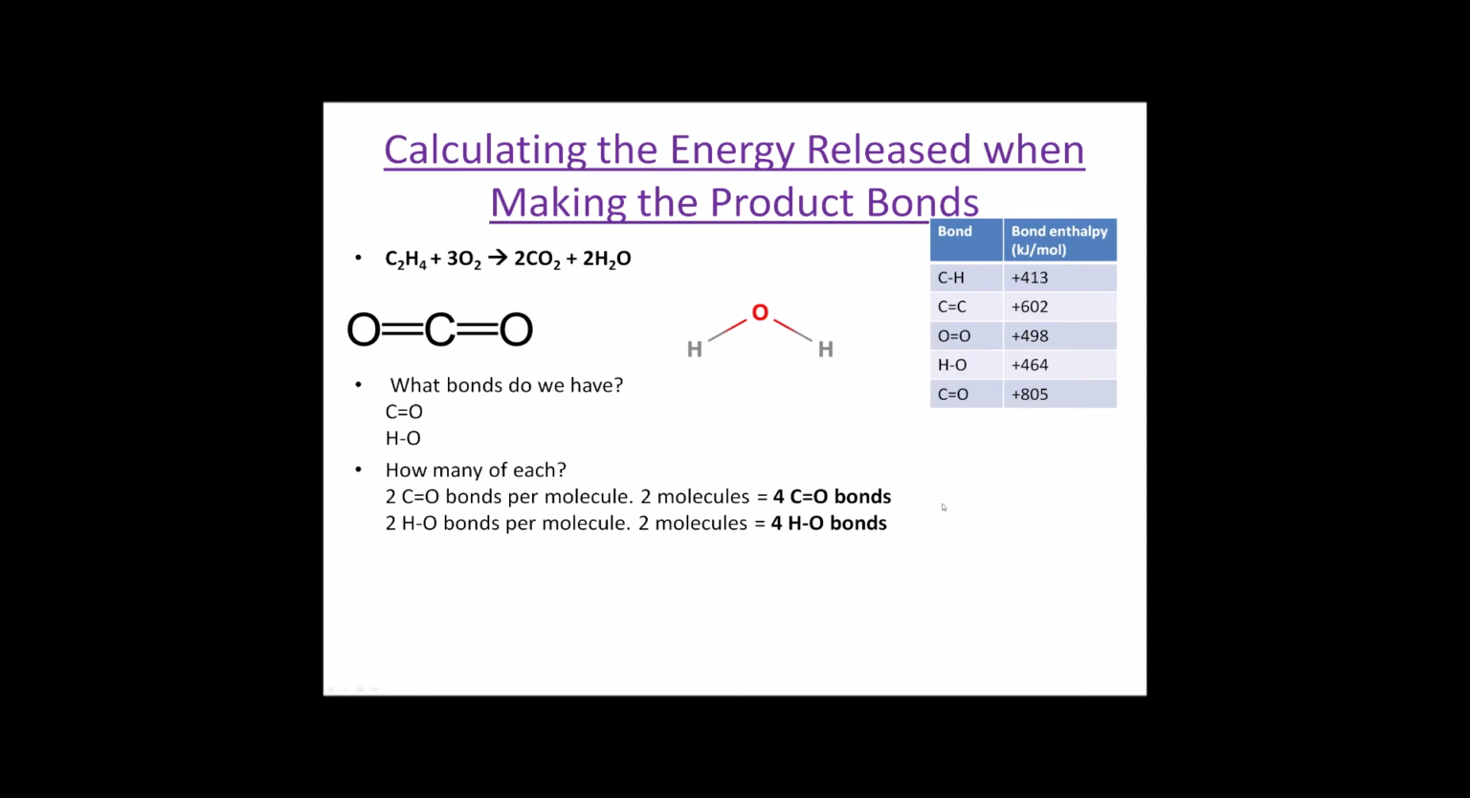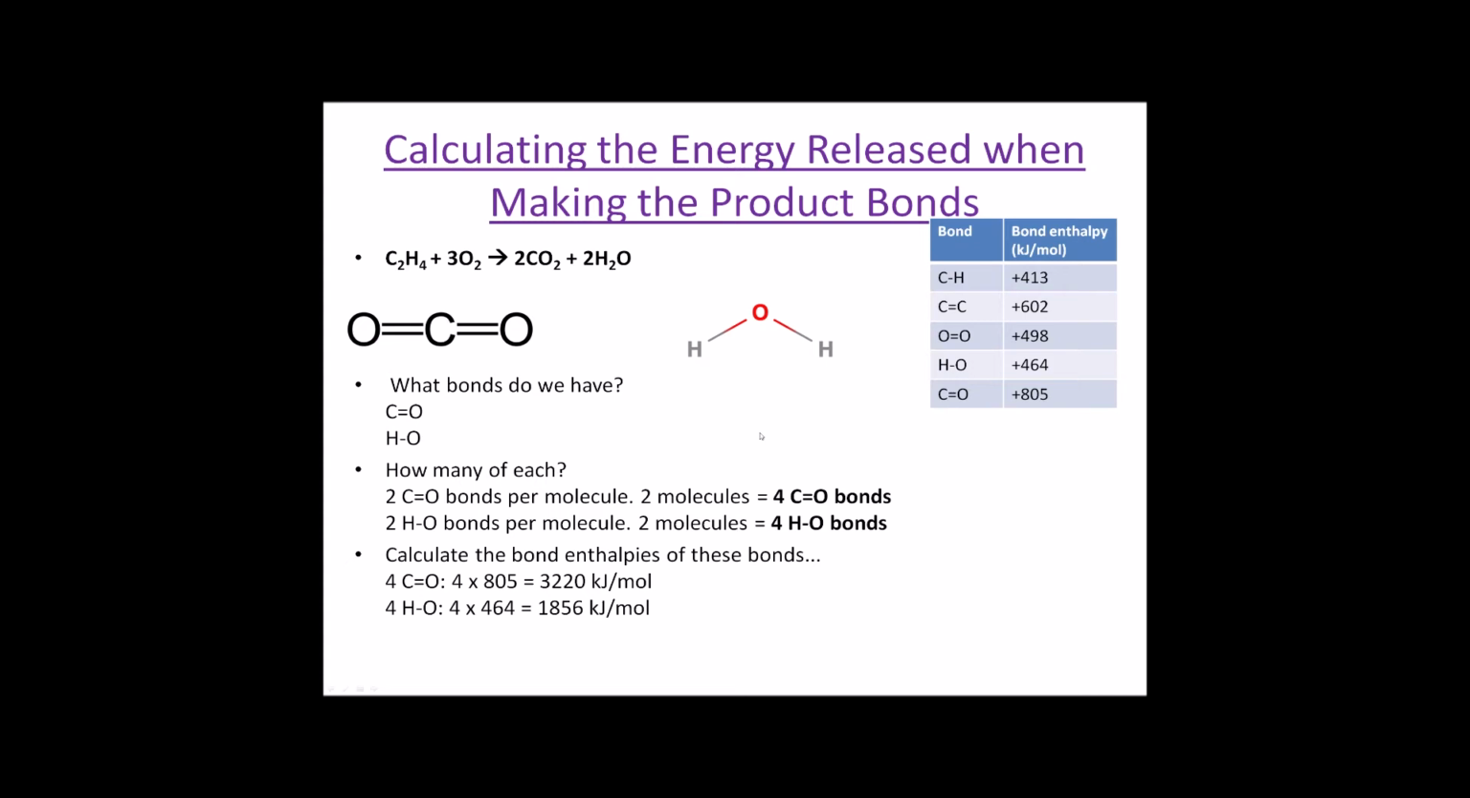See if you can work out the next step. If you got it, it's to calculate the bond enthalpies of these bonds, and that is quite simple. So again, put the video on pause, give it a go. We've got 4 carbon oxygen double bonds. Each carbon oxygen double bond has got an enthalpy of 805, so we do 4 times 805, which equals 3,220 kilojoules per mole. We have 4 hydrogen oxygen bonds. Each hydrogen oxygen bond is 464 kilojoules per mole. So again, we do that sum and we get 1,856 kilojoules per mole from the hydrogen oxygen bonds.